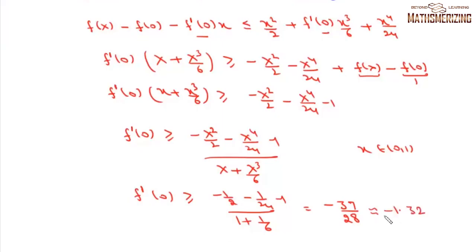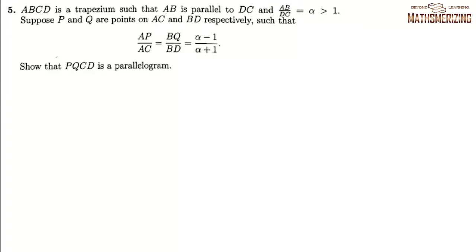So from here we can say this f'(0) will be greater than or equal to minus root 2, and that is the answer to this question. Now question number 5 is ABCD is a trapezium such that AB is parallel to CD and AB upon DC is alpha, which is greater than 1. And suppose P and Q are points on AC and BD such that AP upon AC equals BQ upon BD equals alpha minus 1 upon alpha plus 1. We need to show that PQCD is a parallelogram.